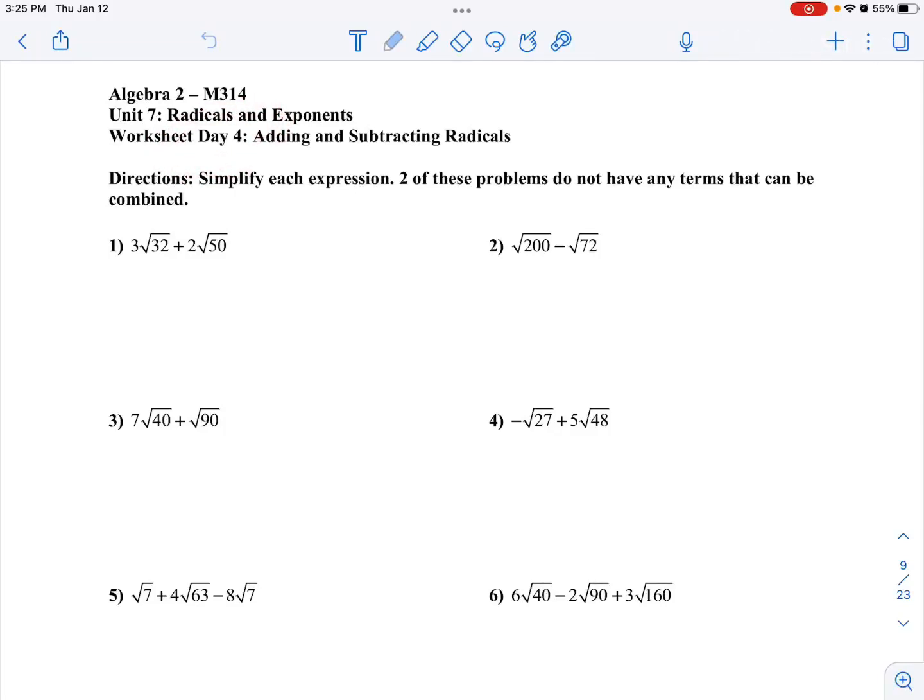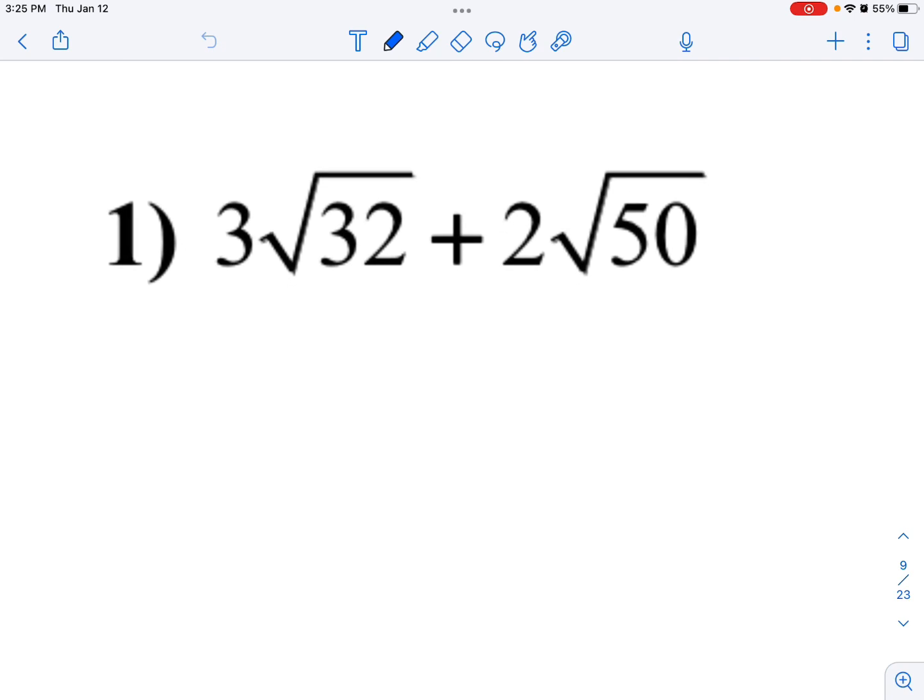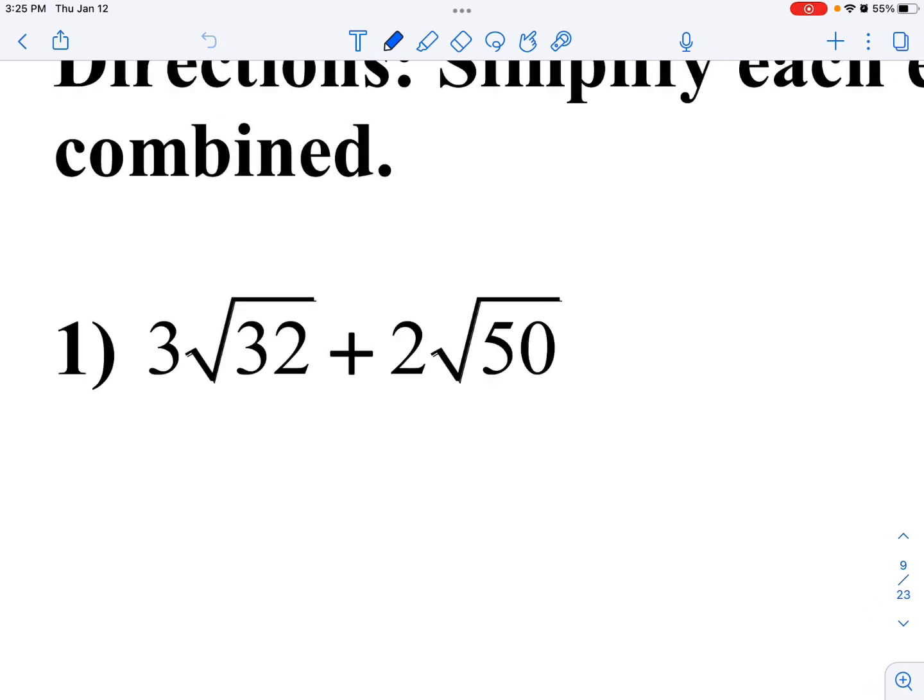We are going to do some problems like we did yesterday. I'm going to go through as many odds as I can in about 10 minutes, and your job is to finish the rest, okay? Remember what we talked about yesterday. You're only allowed to combine like terms.